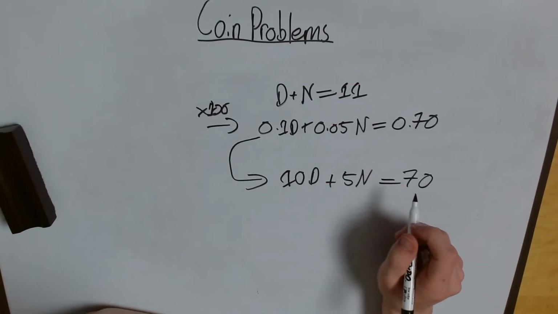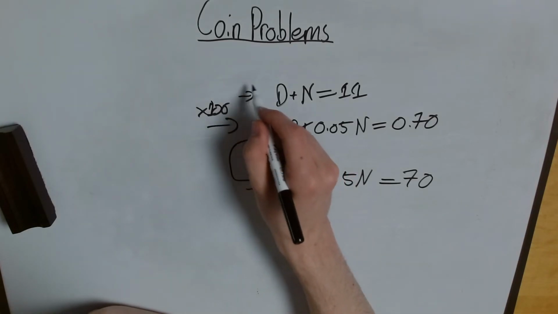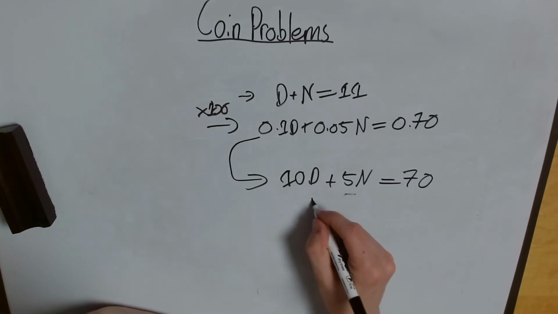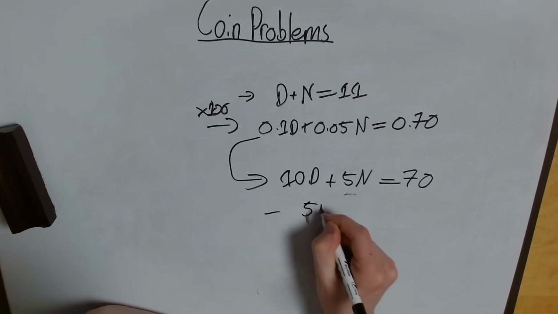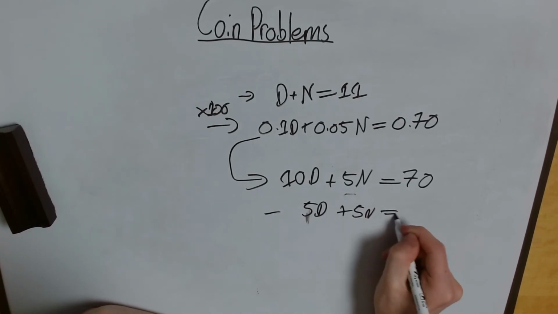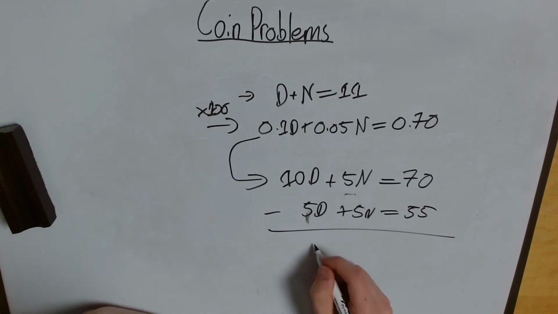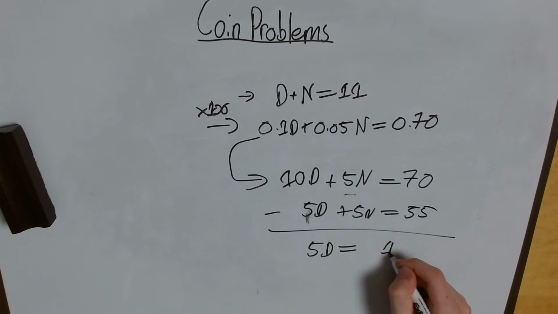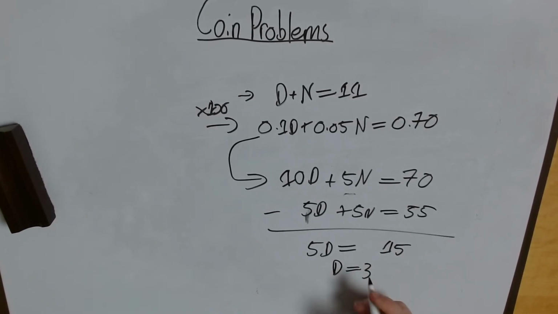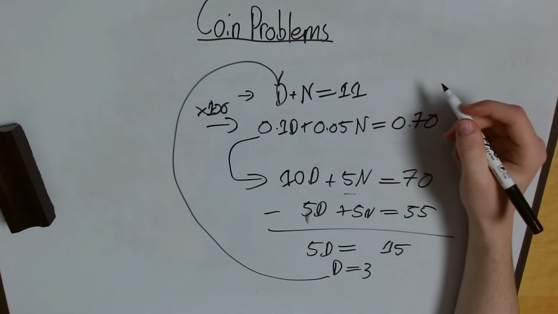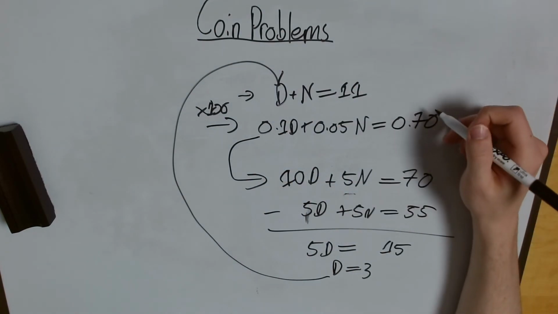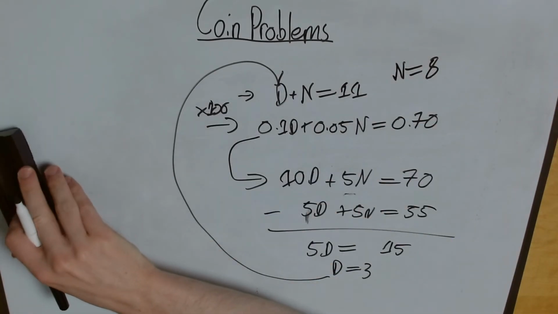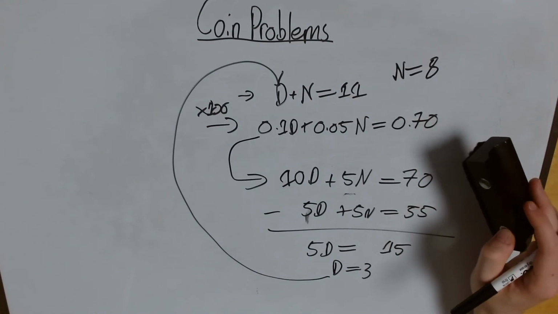I notice, well, if I multiply by 5 here, I can get 5n and 5n, and if I subtract them, I'm left with my answer. So I'm going to subtract that from 5d plus 5n equals 55. I get 5d equals 15, d equals 3. Plug that back into my original equation. 3 plus n equals 11. I'm going to subtract 3, and n equals 8. So I have 3 dimes and 8 nickels.